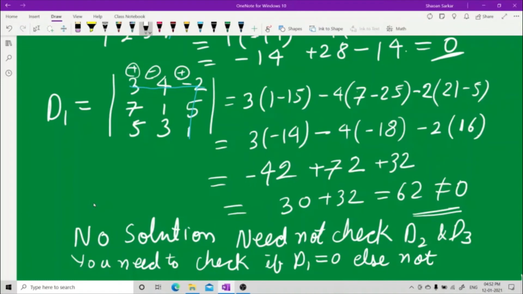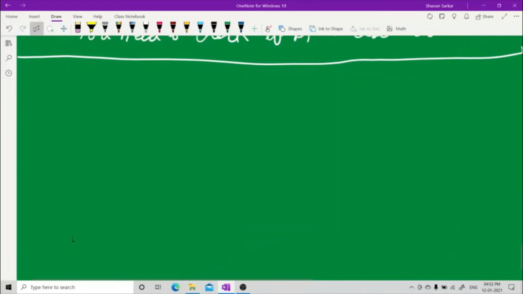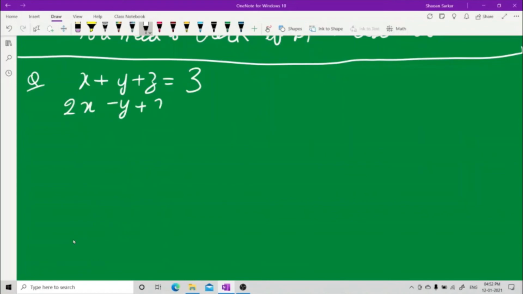Now we'll come to another problem. The problem is x plus y plus z equal to 3, and 2x minus y plus z equal to 2, and 4x plus y plus 3z is equal to 8. Now let us find D.